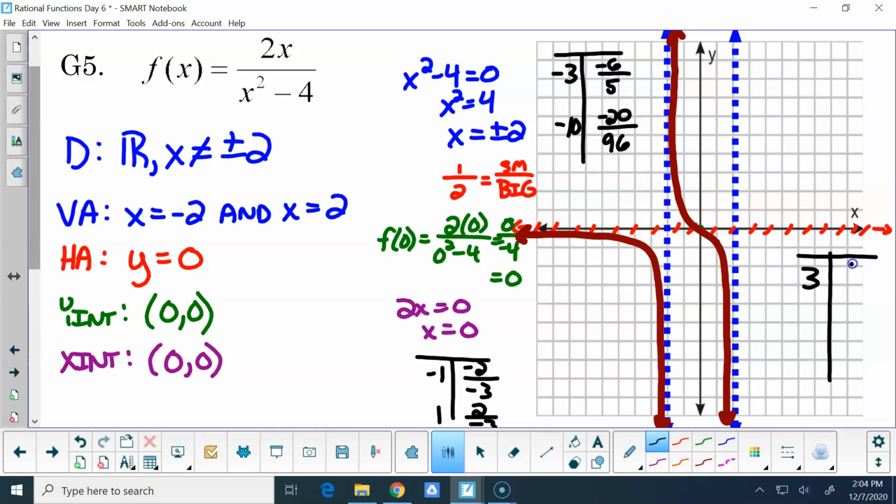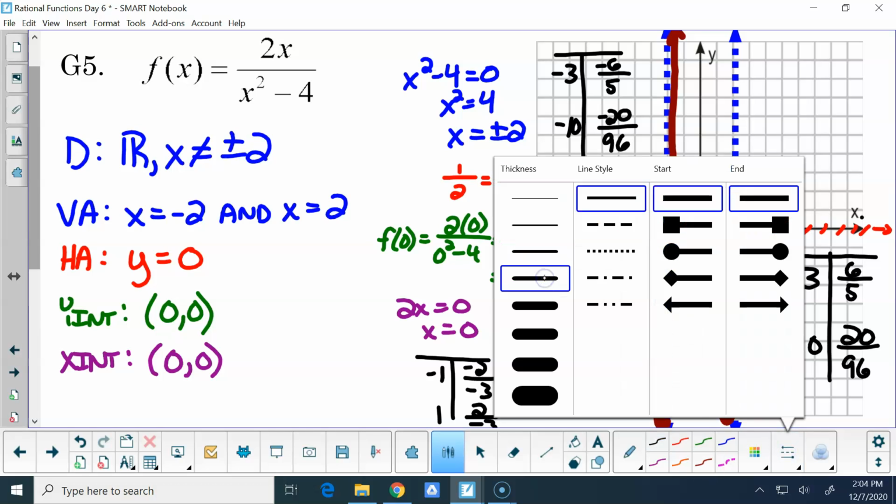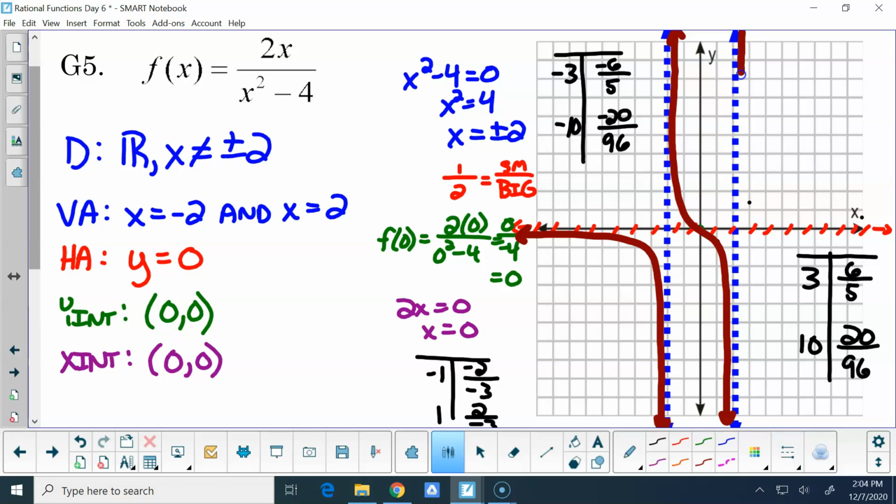Okay? And over here, we're going to try positive 3. That's going to be positive 6 over 5, which is a little bit more than 1. And then if we try positive 10, that's going to be positive 20 over 96, which is going to be a little bit more than 0.2. So then we can draw in this section, and it's going to look like that. There we go. And there's the graph for that one.